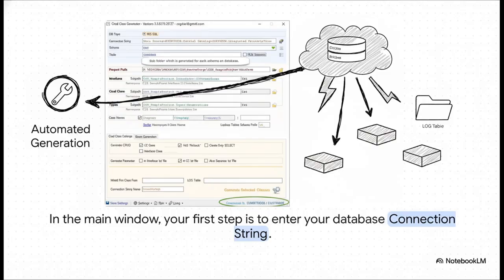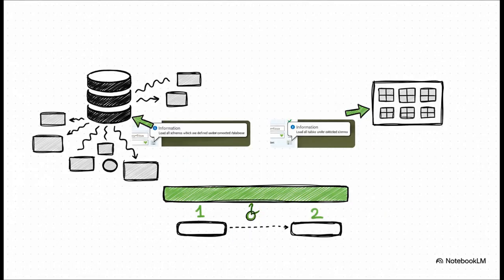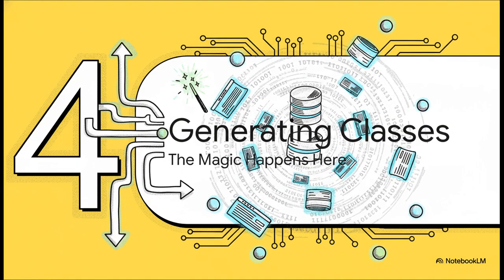Your very first job is right at the top. See that connection string field? You just need to paste your SQL Server connection string right in there to get things talking. As soon as you paste in that string, you should see the little status indicator turn green. That means we're connected. Awesome. Now it's just 2 clicks. First, hit the button to load your database schemas. Then, once you pick the one you need, click the next button to load up all the tables inside that schema. All right, our database is hooked up, our tables are loaded.